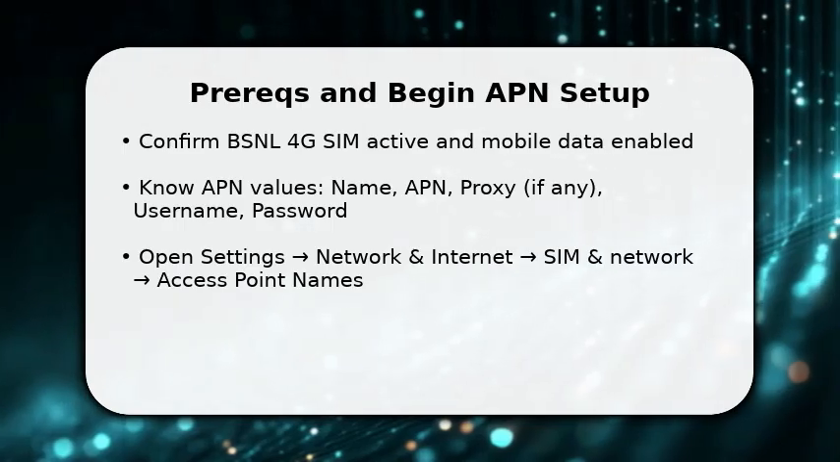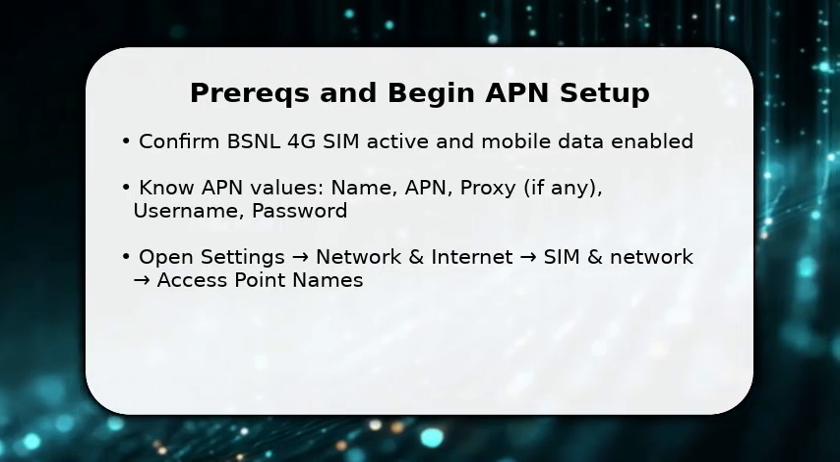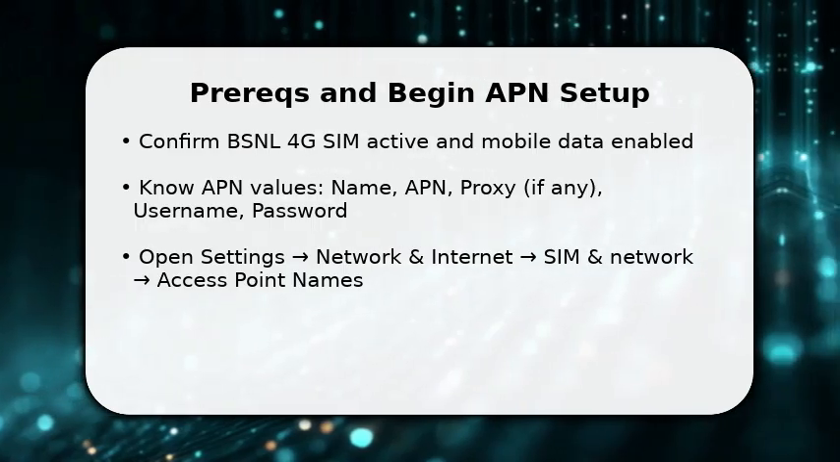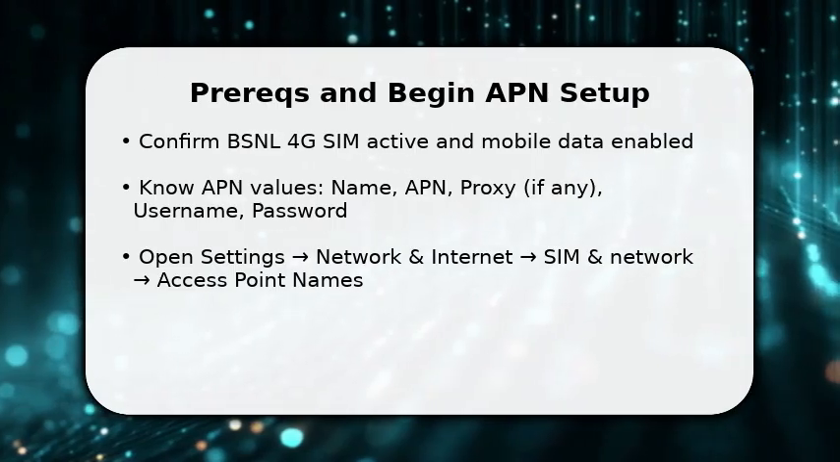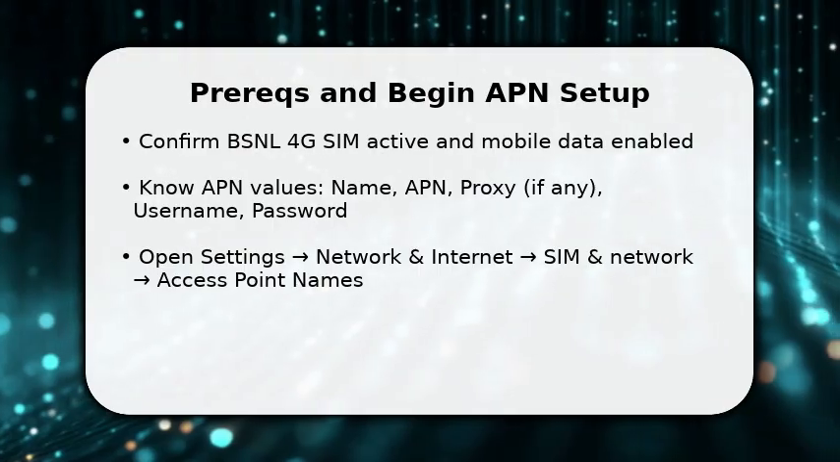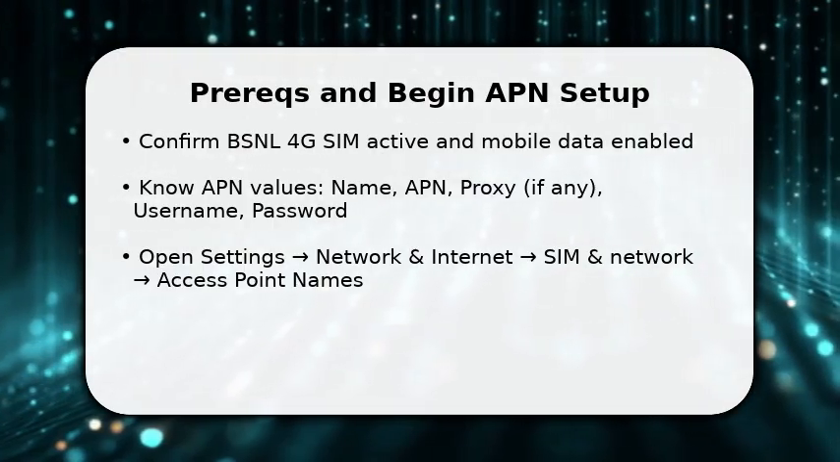You start by confirming the SIM is active and mobile data is on. That avoids chasing network faults. Once connected, open Settings and navigate to SIM and Network, then access point names. You must create a new APN entry instead of editing the default. This preserves a fallback. Enter a clear name, then the APN string shown for Bsnl.